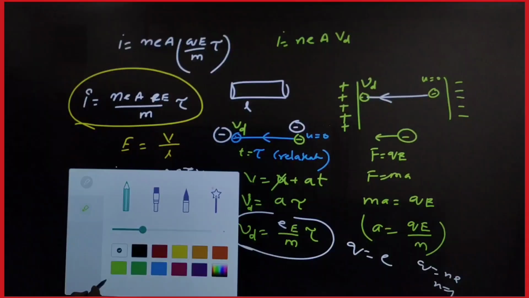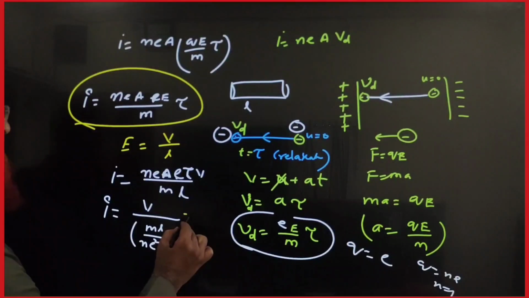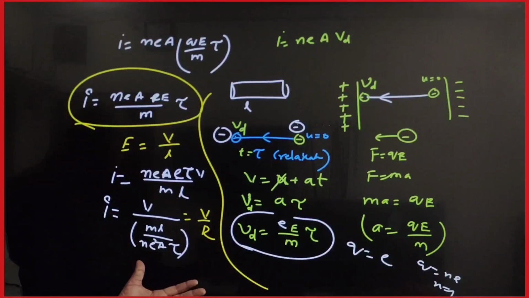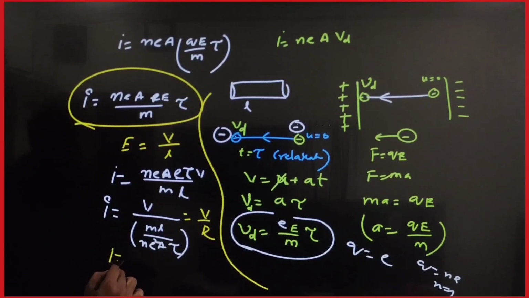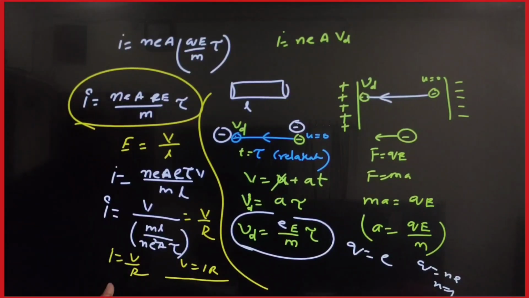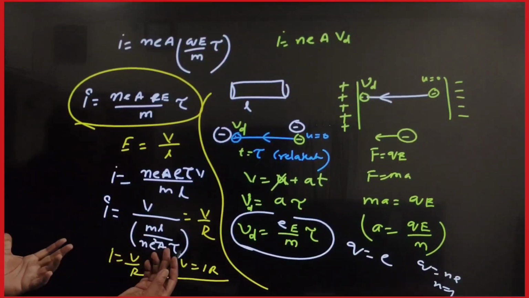So this can be made equal to, what is that? I is equal to V by R according to Ohm's law, because V is equal to IR. Ohm's law says that potential is nothing but current into resistance. So we got I is equal to V by R. From this we got one formula for R also.